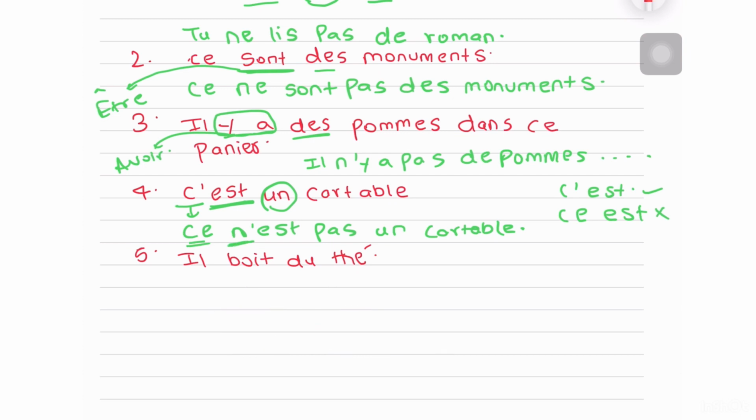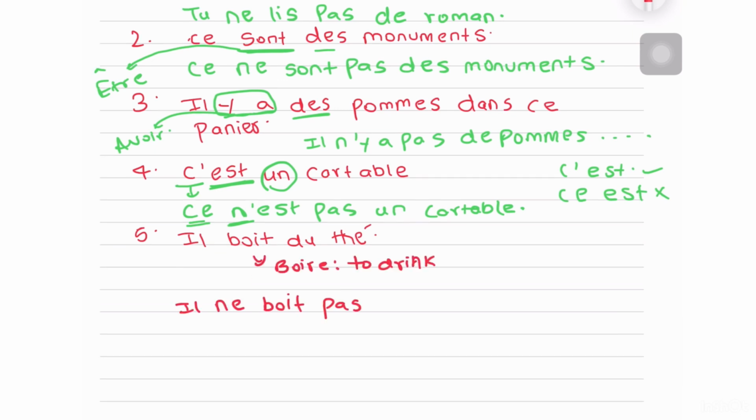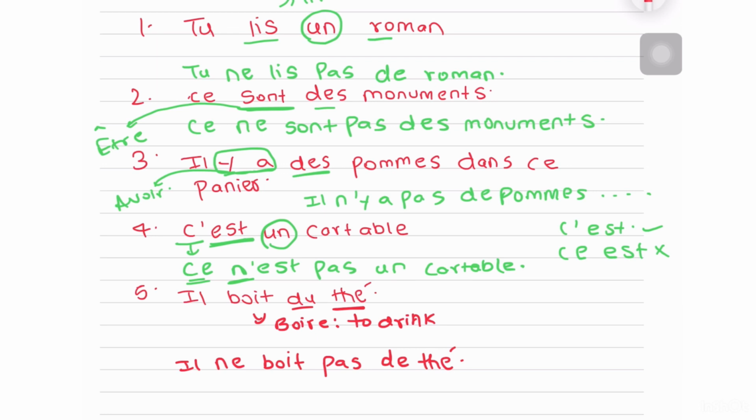Now last one, il boit du thé. That is, he drinks some tea. So here, boire is your verb, boire, to drink. You get il ne boit pas, then this du is article partitif, placed before a food item, that is tea, you make it de. He drinks some tea, he does not drink any tea. I hope this is clear to you. In these 5 sentences, I've covered every type of question, so that the complete basics of negation is absolutely clear to you.